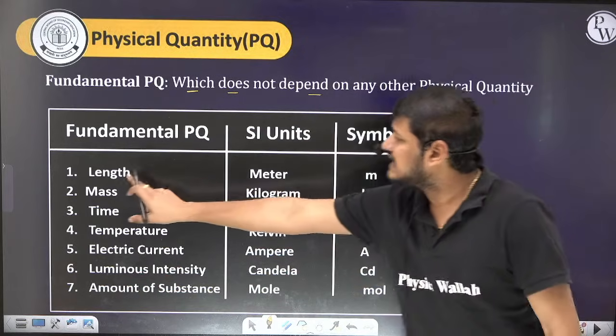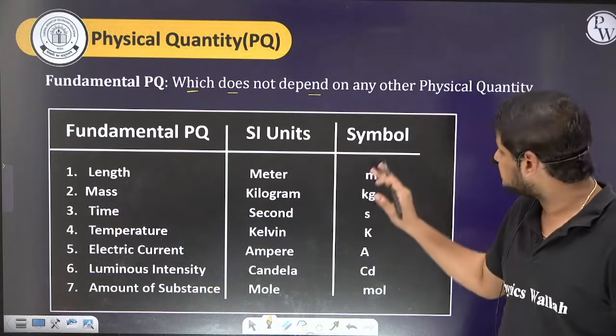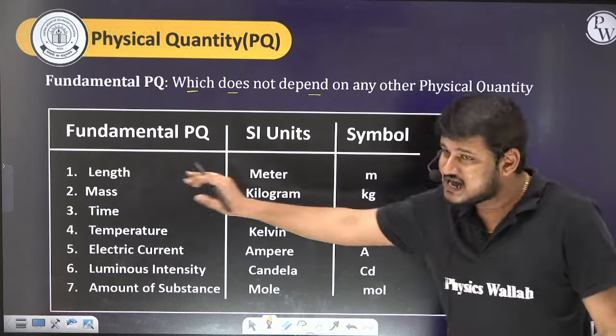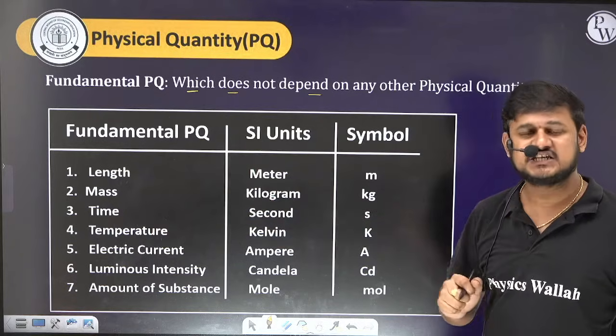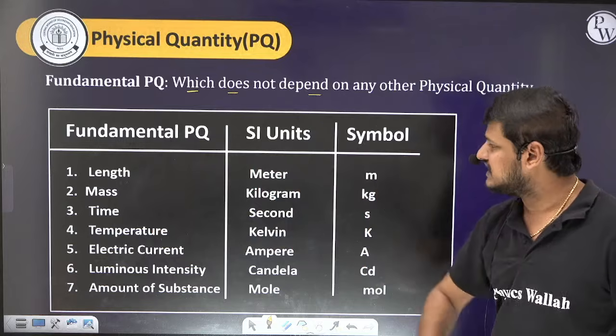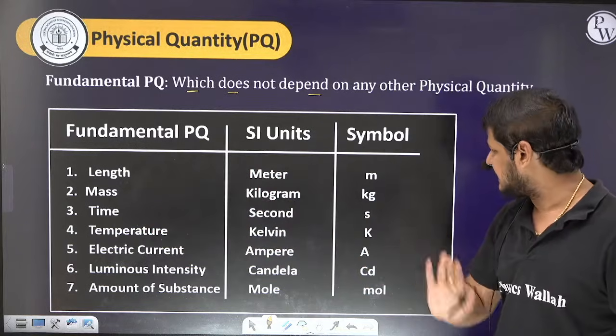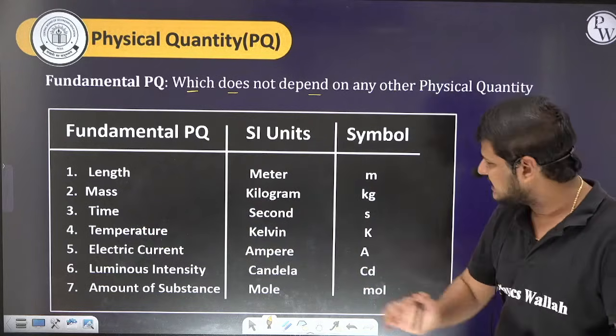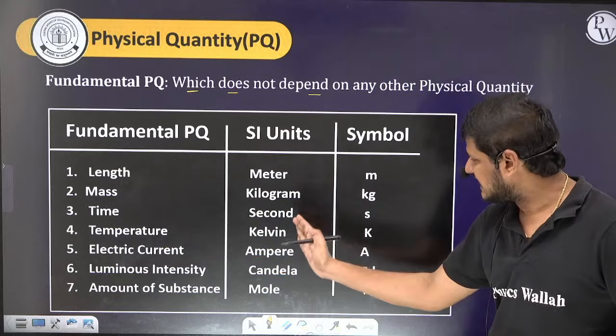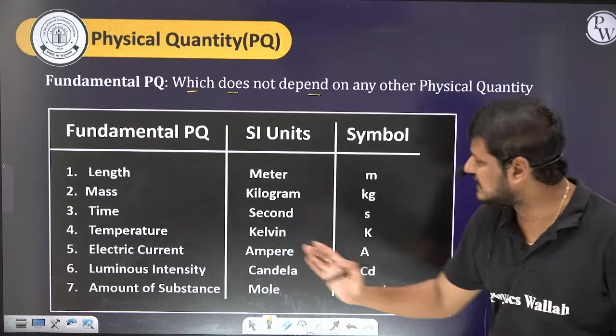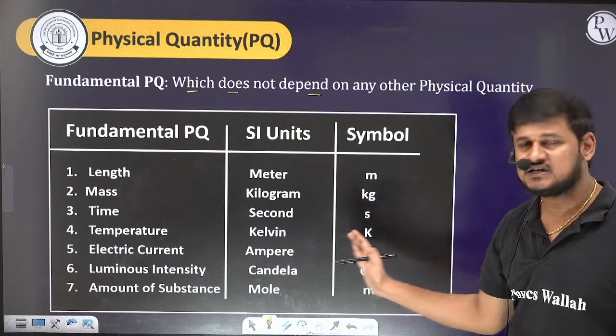You know that length is measured in meters, so the symbol we use is m. Mass is measured in kilograms, so we use kg. Time we measure in seconds, so we use s. Then temperature, Kelvin, so K. And then electric current, ampere, so A.